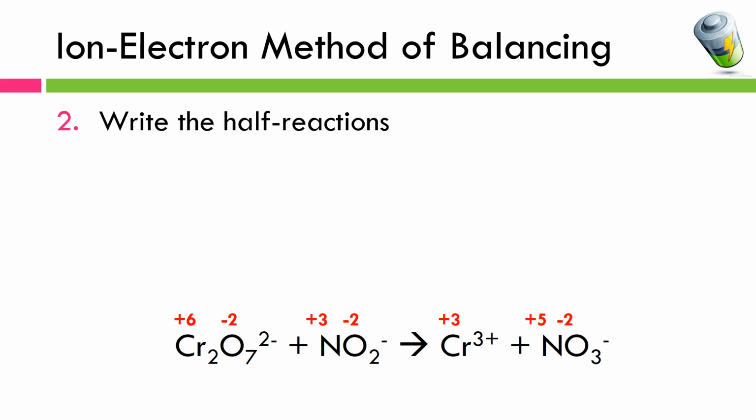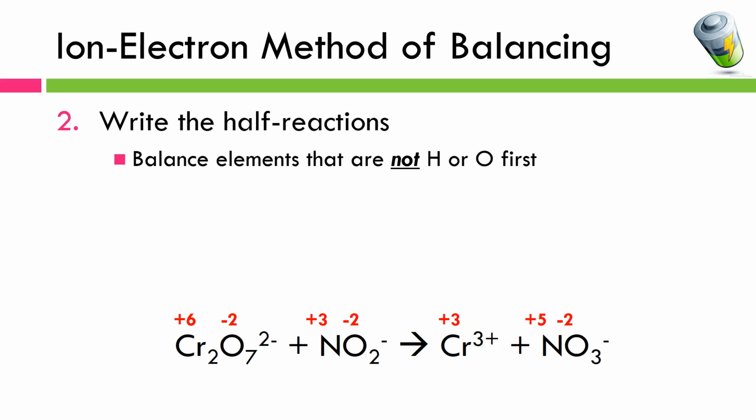We're going to write out the half reactions. When we do this, we want to balance elements that are not hydrogen or oxygen first. Hydrogen and oxygen pose their own unique problems. Then we're going to try to balance out our oxygen atoms using water molecules. Since this reaction is taking place in an acidic medium and acids are aqueous, it is safe to assume that water molecules are floating around, so we can use them to balance.